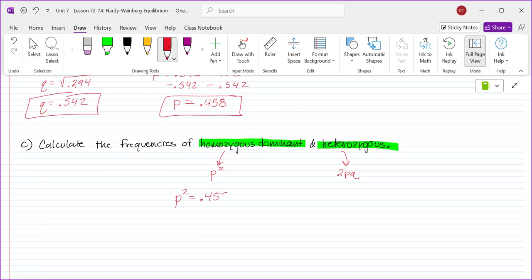What math would you do? That's pretty much it, Charlie. So P squared equals what? What's 0.458 squared? I'm talking to Charlie. We need to round that to the nearest thousandth. So I got 0.2097. What would that round to? 0.210. There's P squared.